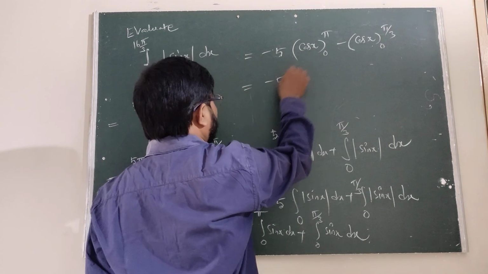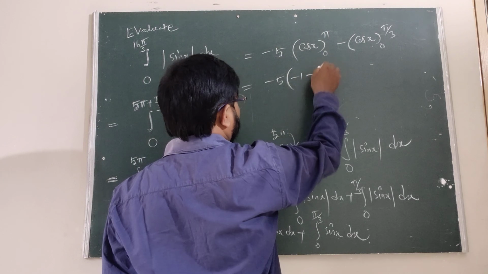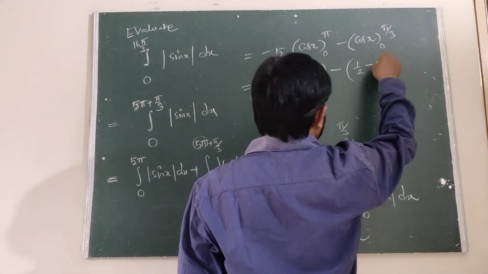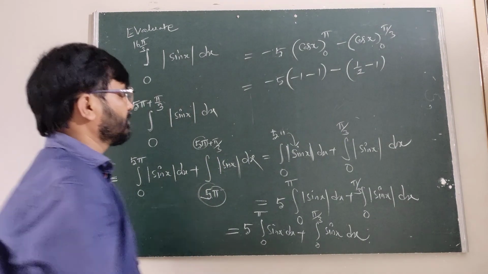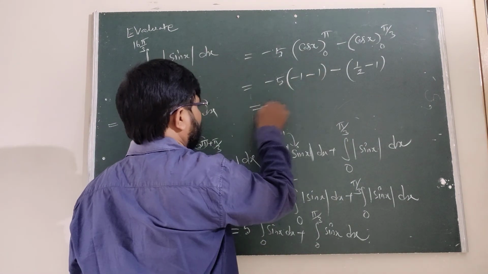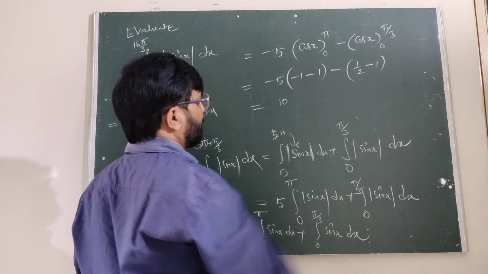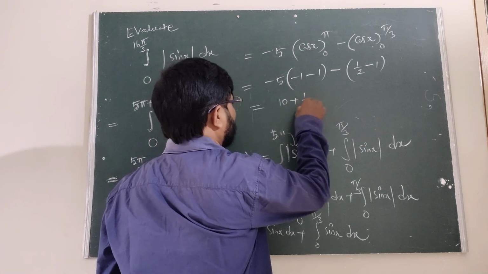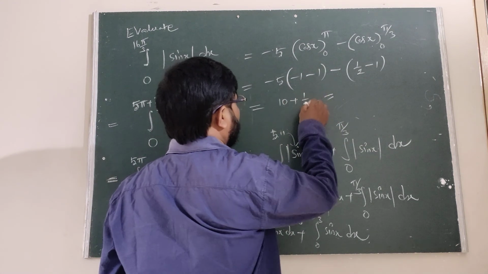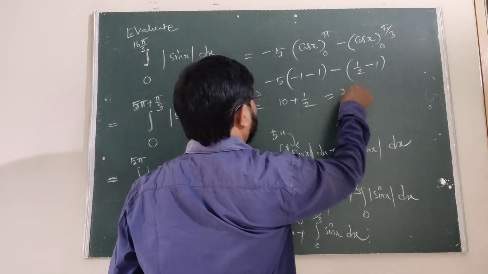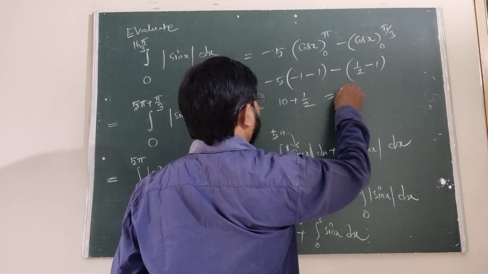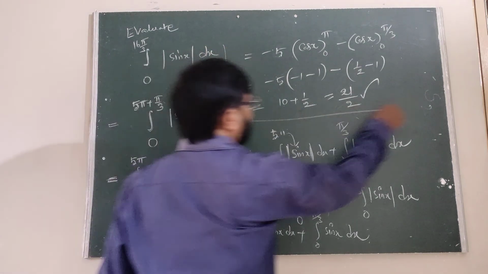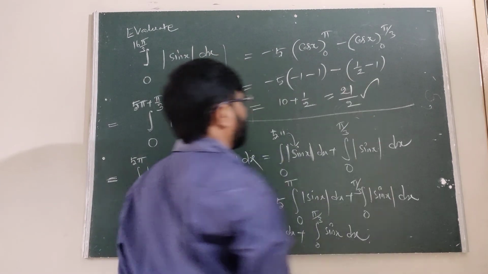Now this is minus 5 times, cos π is minus 1, cos 0 is 1. Cos of π/3 is 1/2, minus cos 0, which is 1. So minus 5 times (minus 1 minus 1) is 10, and 1/2 minus 1 is minus 1/2, minus of minus gives plus 1/2. So 10 plus 1/2 is 21/2. This is the final answer: 21 upon 2.